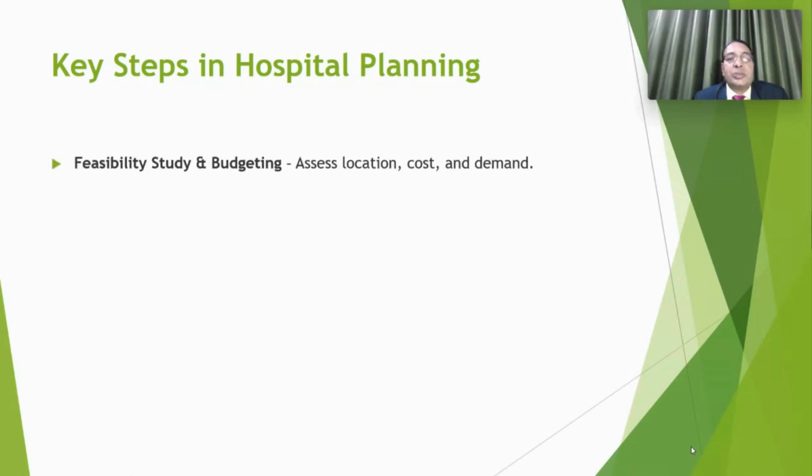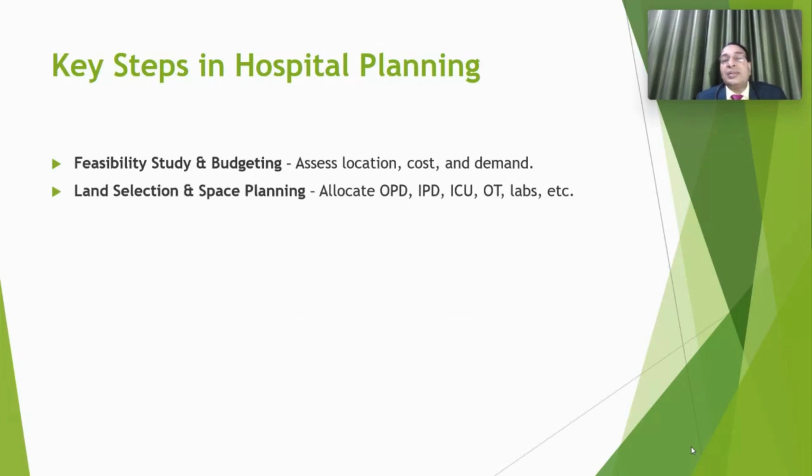What are the key steps in hospital planning? First is the feasibility study and budgeting. You have to decide your budget, how much amount is needed for starting your dream hospital. Where will you arrange it from: taking a loan, borrowing, your own pocket or other resources? You have to decide how much money is needed and where you will get that money. Then the feasibility study: what is the feasibility of that hospital, what will be the cost, what will be the demand, what will be the allocation of resources.